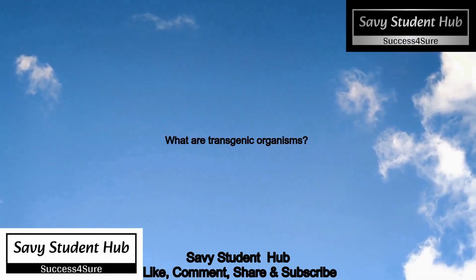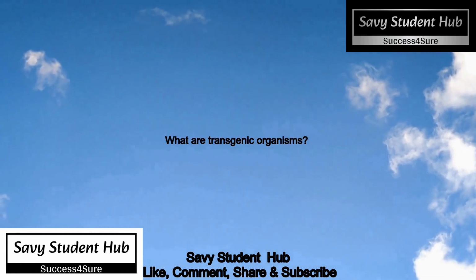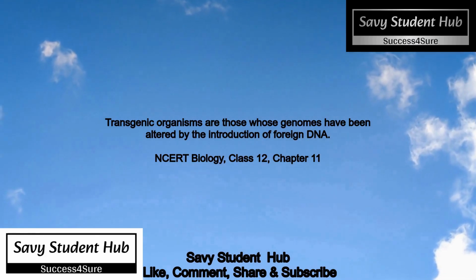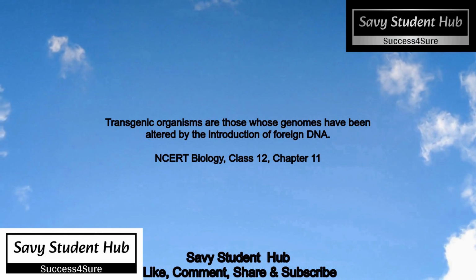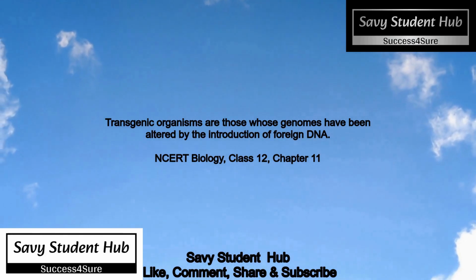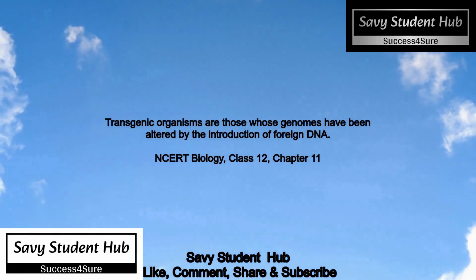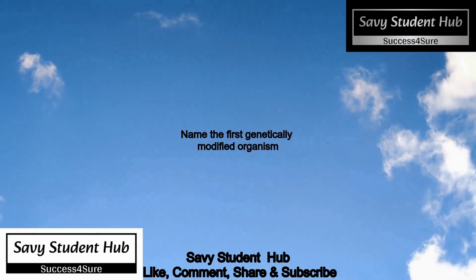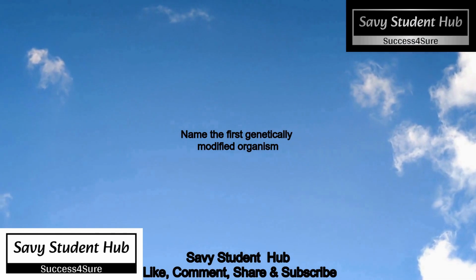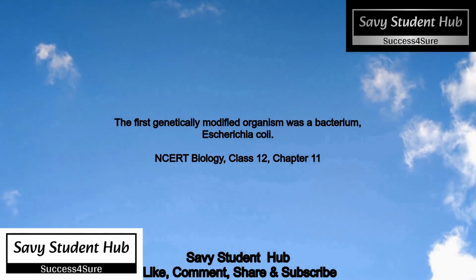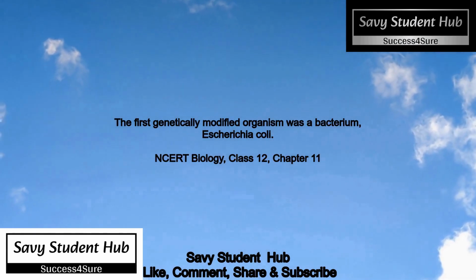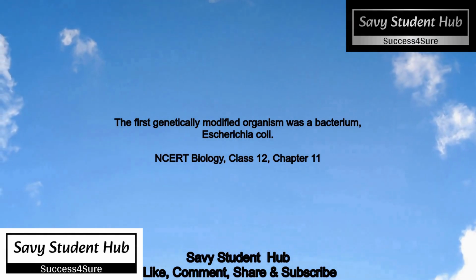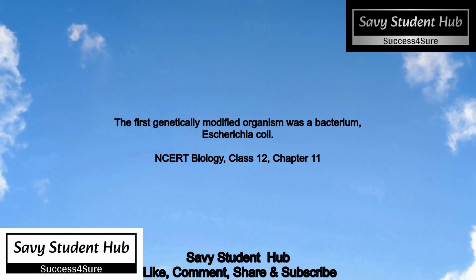What are transgenic organisms? Transgenic organisms are those whose genomes have been altered by the introduction of foreign DNA. Name the first genetically modified organism. The first genetically modified organism was a bacterium, Escherichia coli.